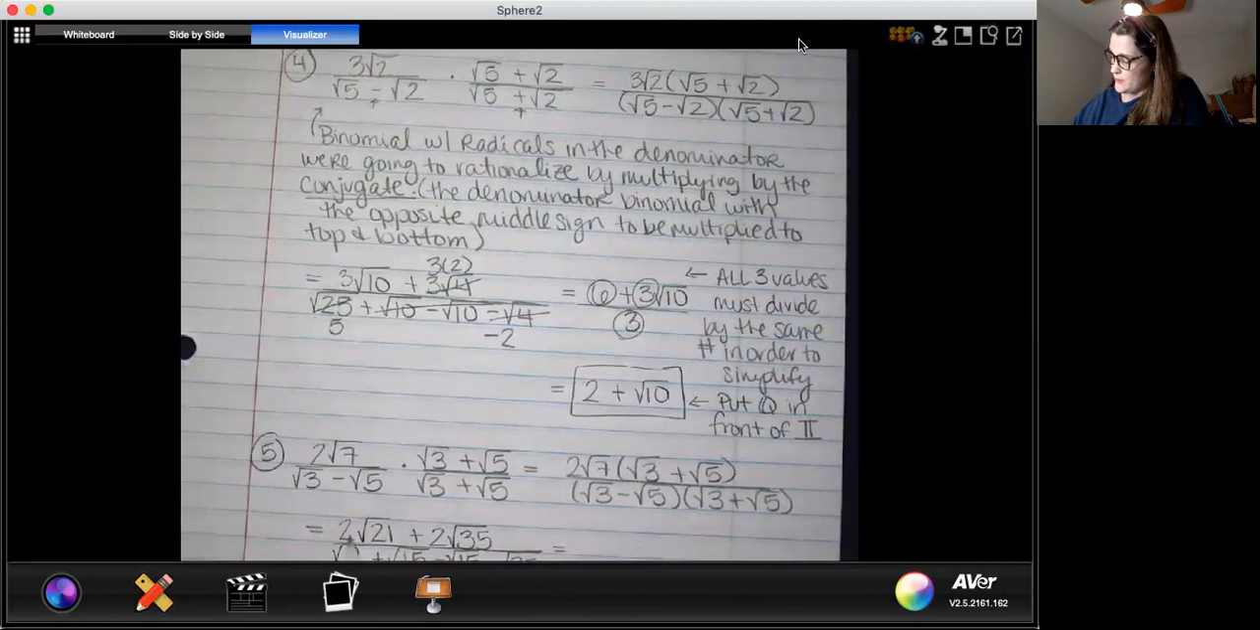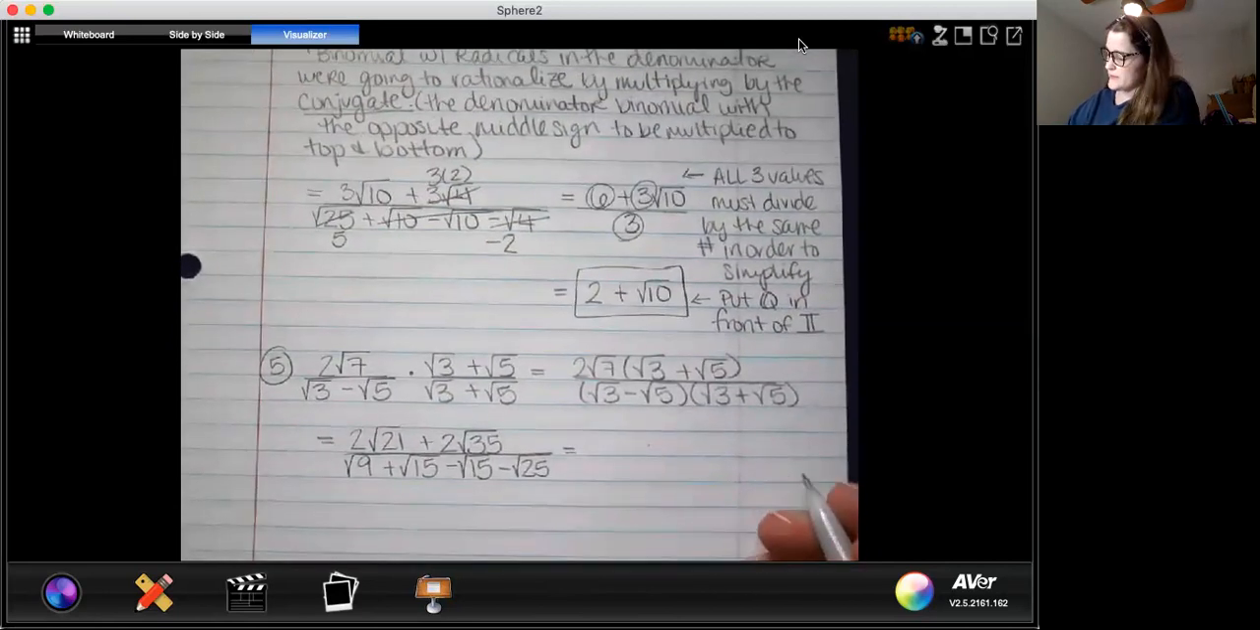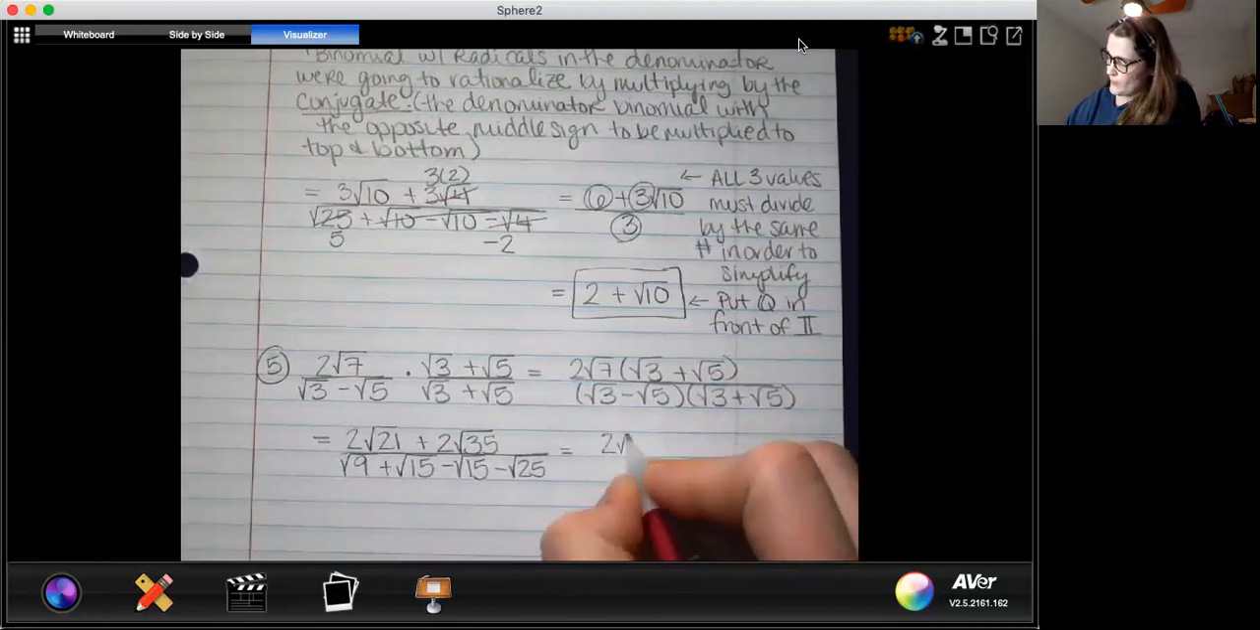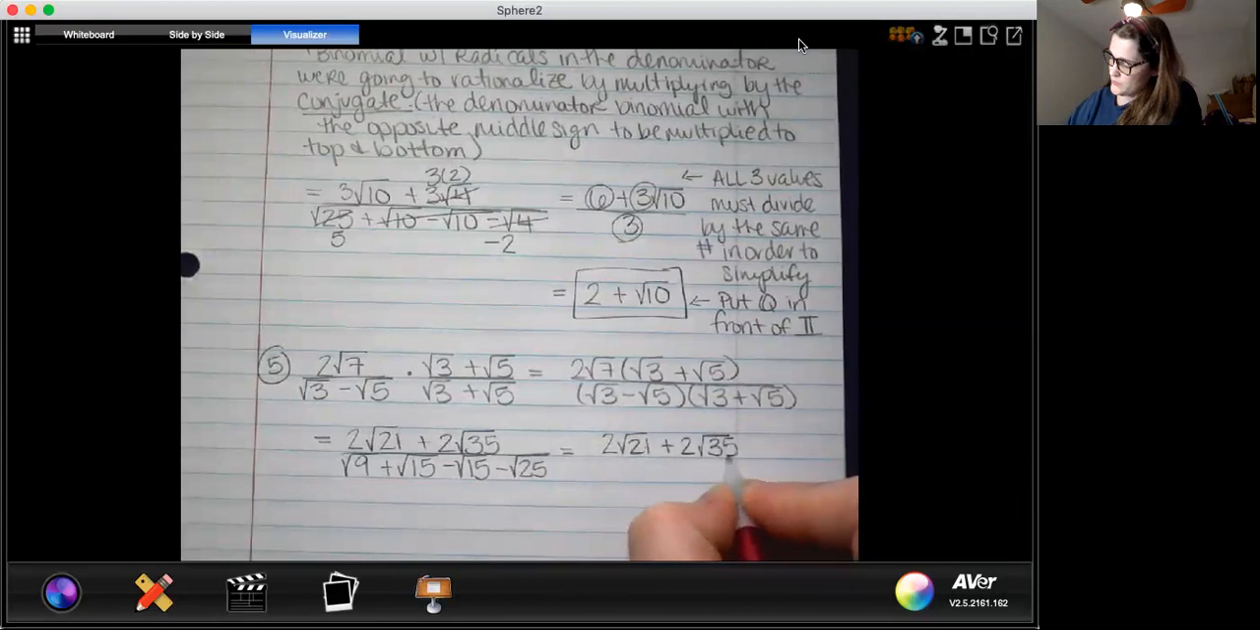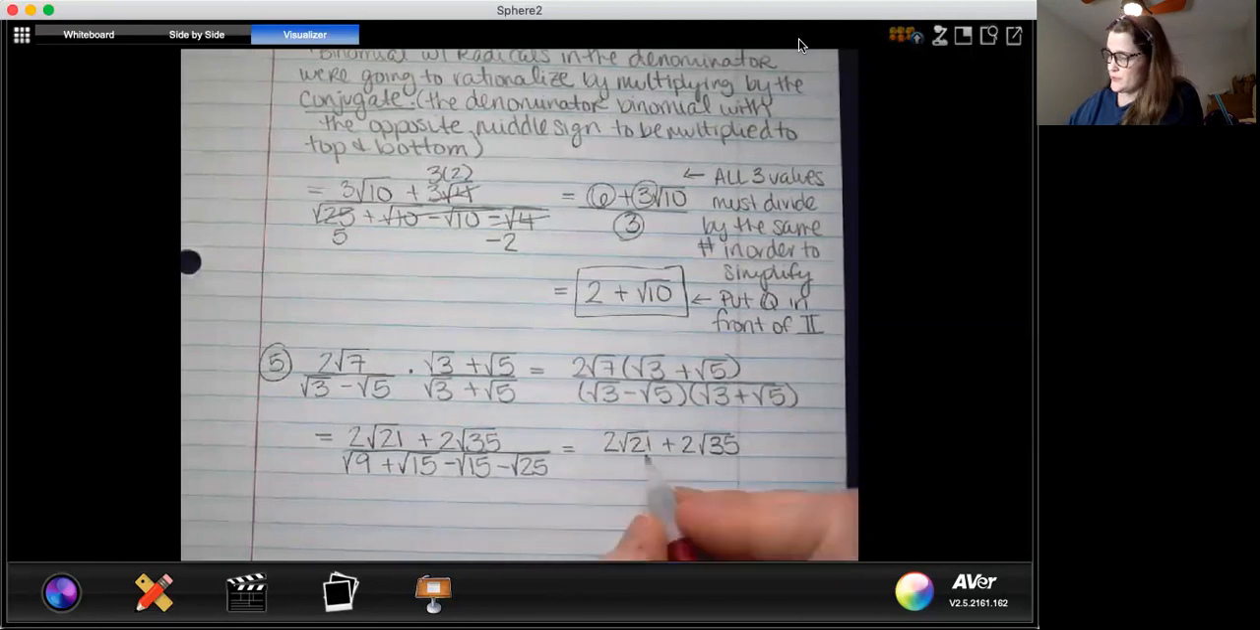Now in the numerator, nothing actually simplifies in this scenario. 21 doesn't simplify, 35 doesn't simplify. Neither of them are perfect squares, and neither of them can break apart. It just is what it is.